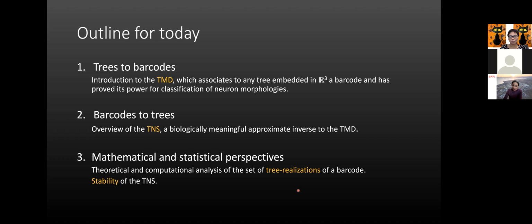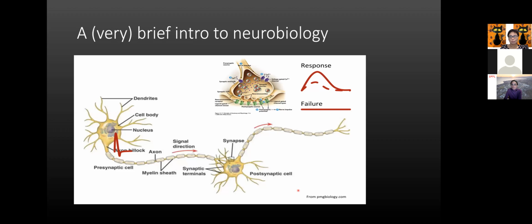But before I launch into this, I need to give you a very brief introduction to neurobiology, just so we get some language on the table. I mean, I know I'm not talking primarily to biologists today. I know perhaps mostly neuroscientists or data scientists. So just a little hint of neurobiology.